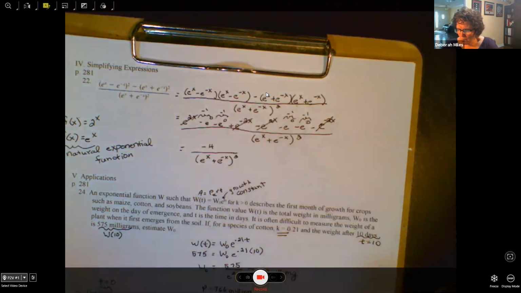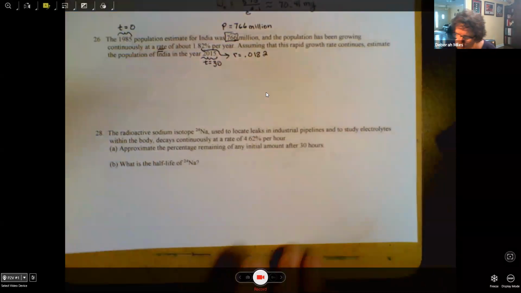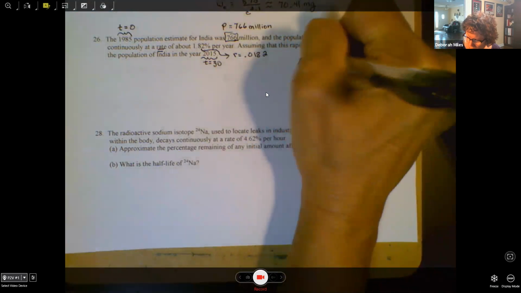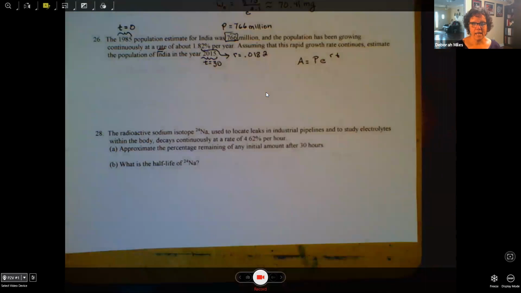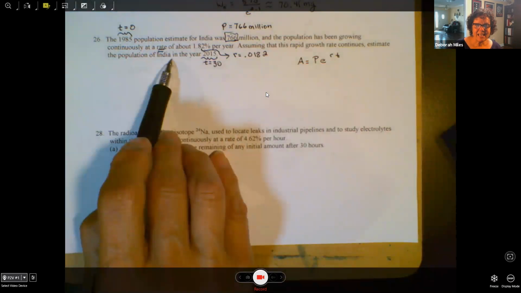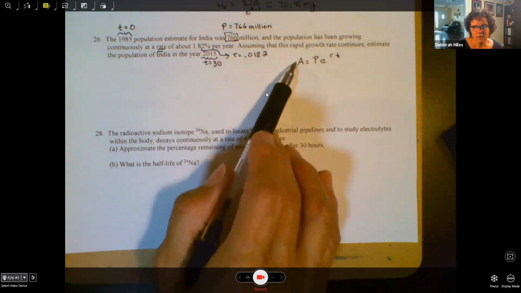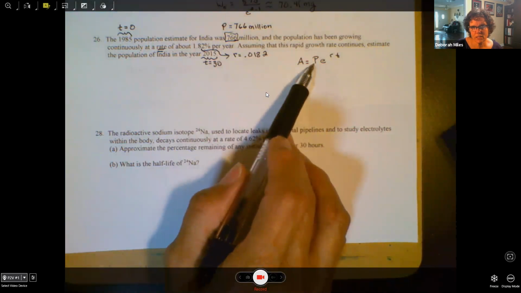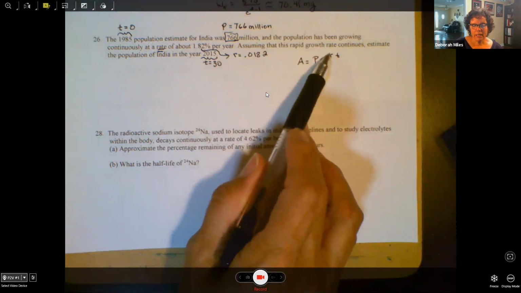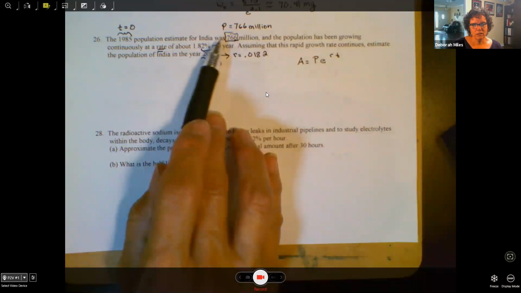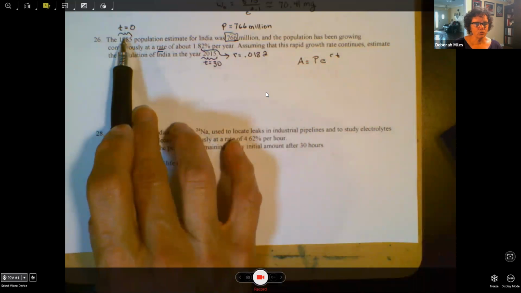So on number 26, if we just want to use the continuously compounded interest formula for the population in India, we can. And estimate the population of India in the year 2015 means we're looking for A when P is 766 million, R is 0.0182, and T is 30 years after the original time.